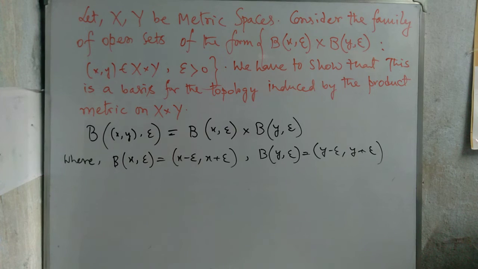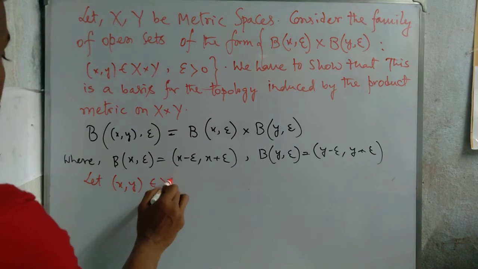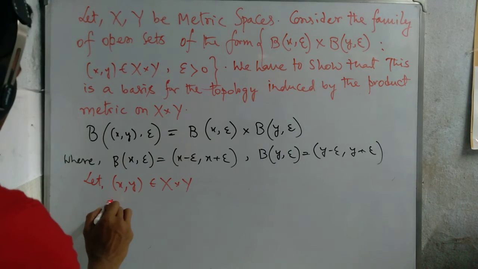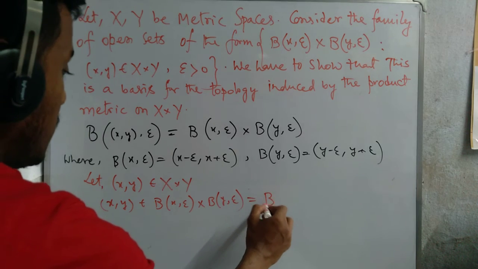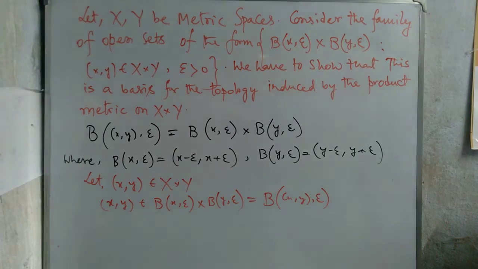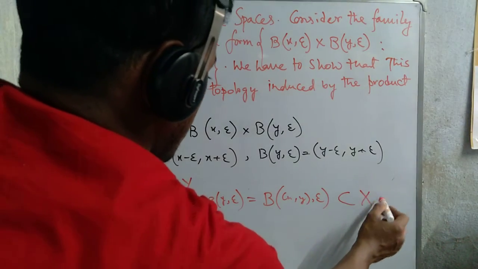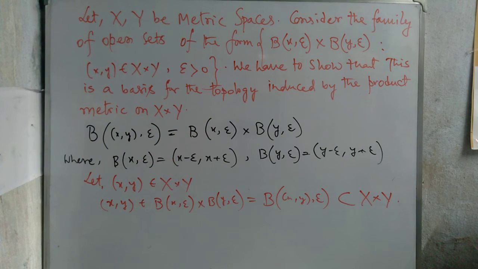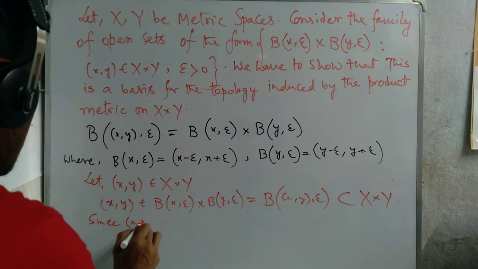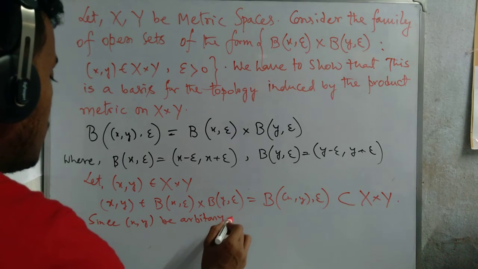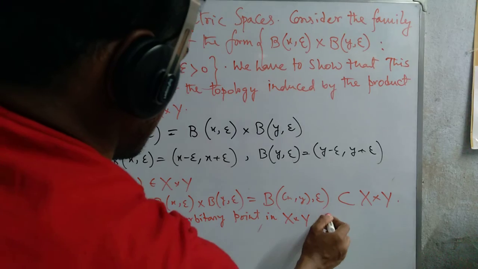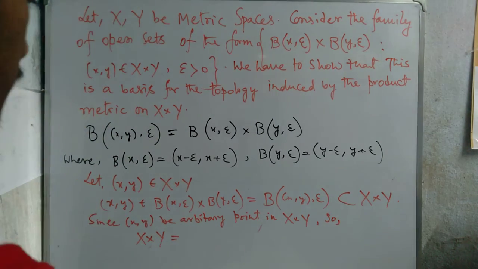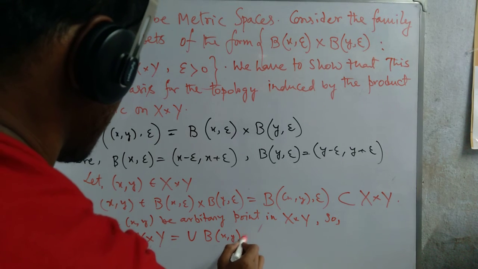So simply we talk about it in this way. Let (x, y) belonging to X cross Y be an arbitrary point, then (x, y) belongs to B_X(epsilon) cross B_Y(epsilon), equal to B_(x,y)(epsilon), a subset of X cross Y. Then since (x, y) is an arbitrary point in X cross Y, X cross Y is equal to the union of B_(x,y)(epsilon).